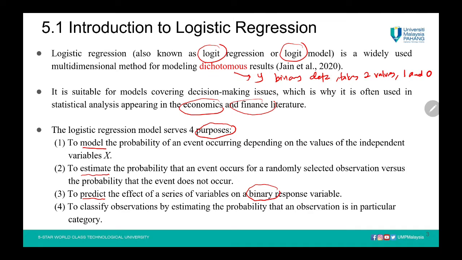The third one, to predict the effect of a series of variables on a binary response variable. That means our y here consists of two values, 1 and 0. And the fourth one, to classify observations by estimating the probability that an observation is in a particular category.